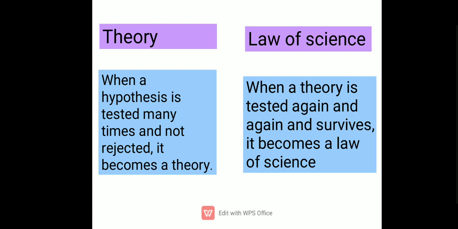And if for many years your theory survives and no one can prove it wrong, then it will become a law of science. So what is a law of science? When a theory is tested again and again and survives, it becomes a law of science, right? And there are very few laws of science until now, such as the Hardy-Weinberg theorem, and Mendel's law of inheritance.